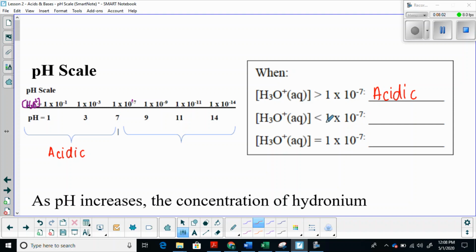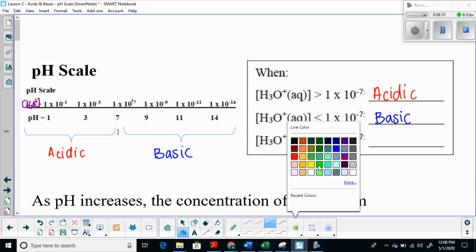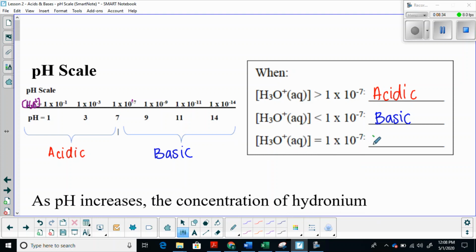Now, if your hydronium concentration is less than 1 times 10 to the negative 7, then it's going to be considered basic. So it's going to lie in this region here. Lastly, if your hydronium concentration is equal to 1 times 10 to the negative 7, then we are going to be in neutral region. So right here, this will be considered neutral.